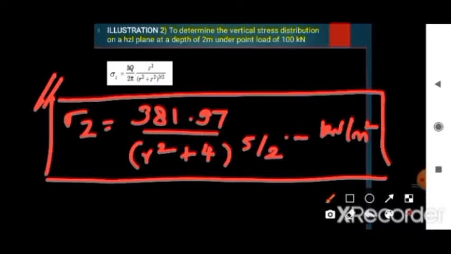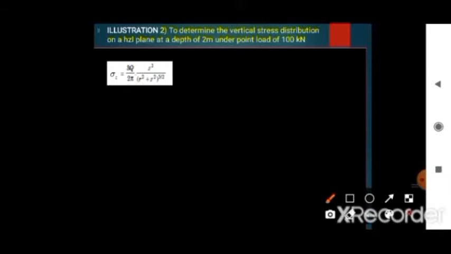In this equation, we are going to substitute the different values of r, and then determine the value of sigma z. For the values of r, we can start from 0, any arbitrary value: 0, 0.5, 1, 1.5, like that, at a 0.5 meter interval, or at a 1 meter interval, like 0 meter, 1 meter, 2 meter, 3 meter, 4 meter, and so on.